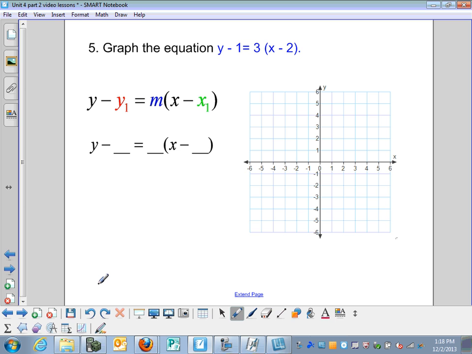Okay, you also need to be able to graph. If given an equation in the point-slope form, you'd be able to graph. So we're going to graph the equation y minus 1 is equal to 3 times the quantity x minus 2. Let's remember our form. It's a 1 here, and this is a 3 for the slope, and a 2 for the x. So the point that's on here is (2, 1), and a slope of 3.